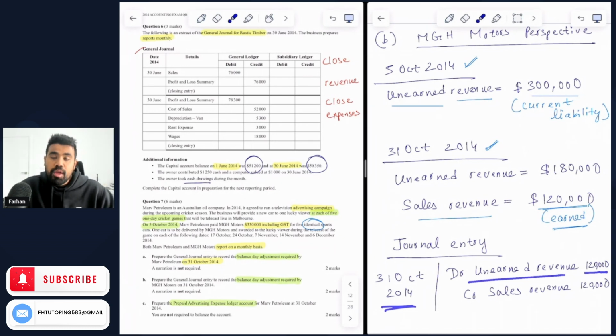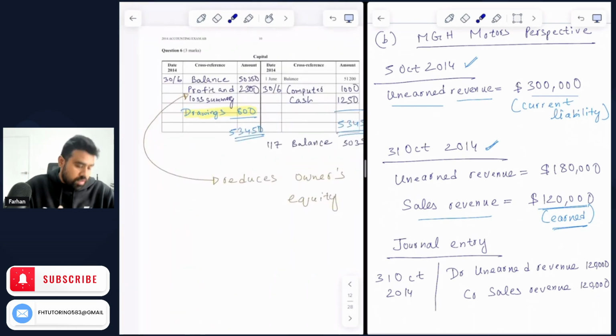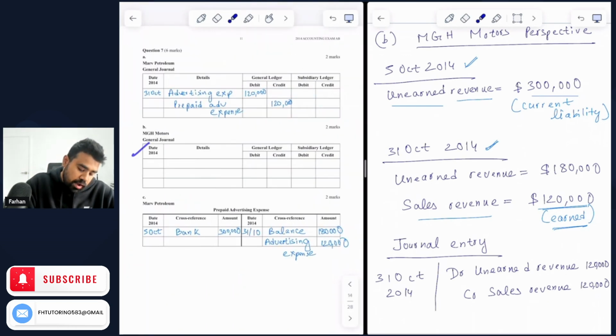At the same time, we have recognized revenue. Revenues have been earned. And when revenues are earned, we credit them. So credit sales revenue by $120,000. So this is the journal entry that we need to use in the working space given here.